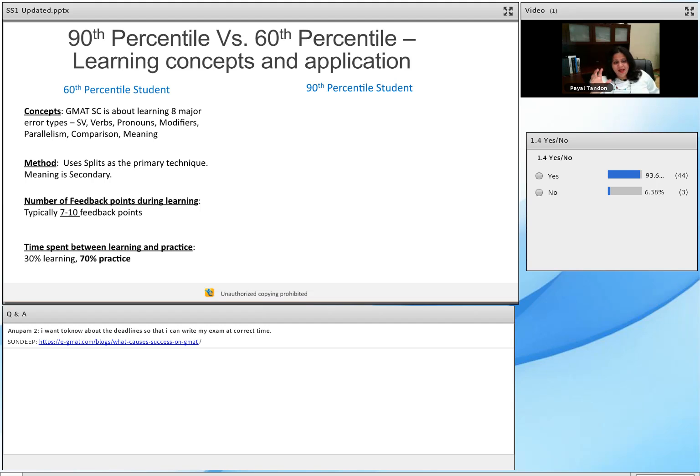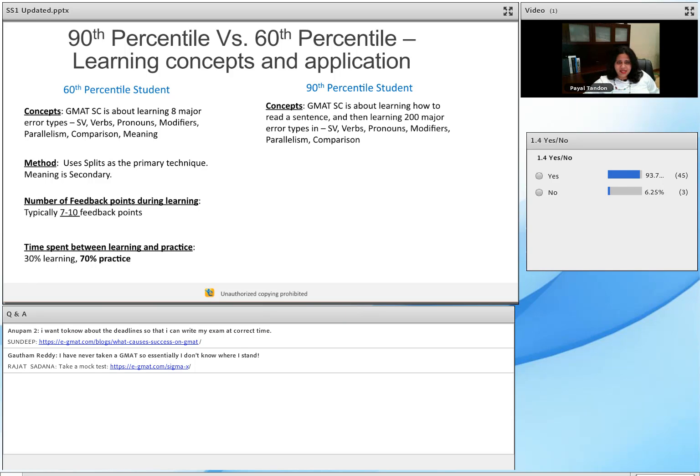And that's because a typical student who gets to a 60th percentile ends up practicing hundreds of thousands of questions, and again that's why he ends up spending a lot of time simply practicing. A 90th percentile student, on the other hand, first learns how to read a sentence. He doesn't even get to the rules, the subject-verb or the verbs rule.